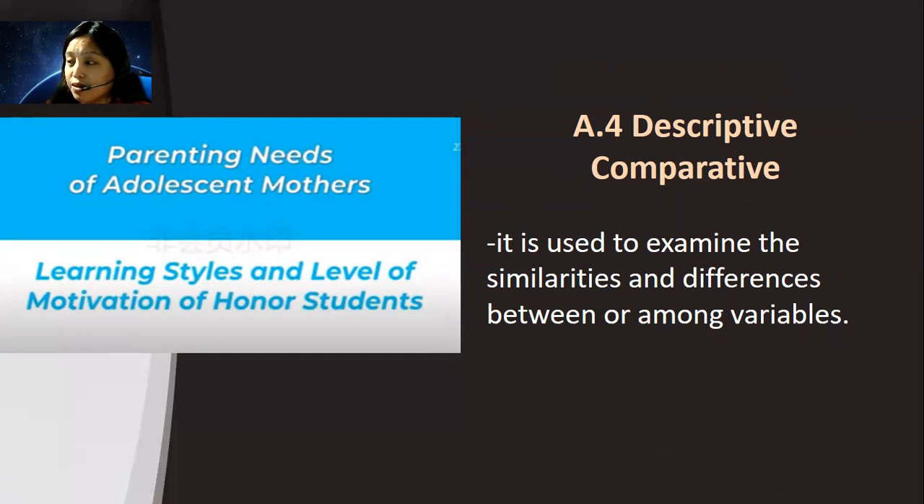parenting mothers. Since case by case, an adolescent mother could be getting support from their parents and others were neglected, and also learning styles and level of motivation of honor students, since each honor student also faces different struggles and how they actually manage to be an honor student despite the challenges they face. So there are the consequences or the causes or the differences between these variables.